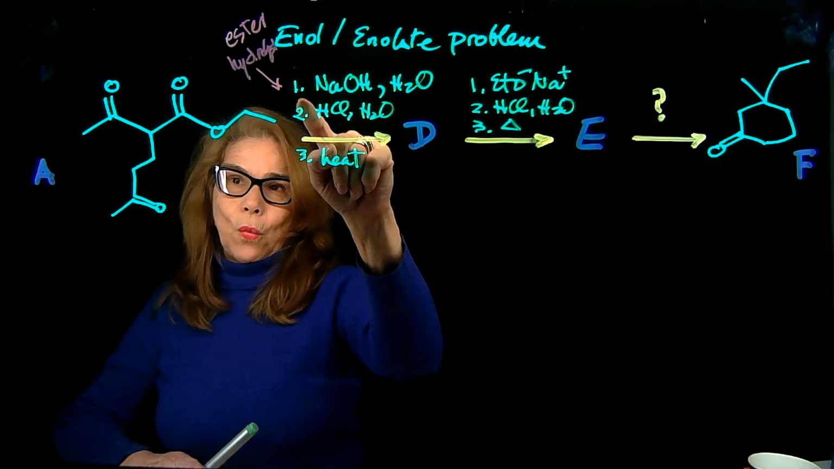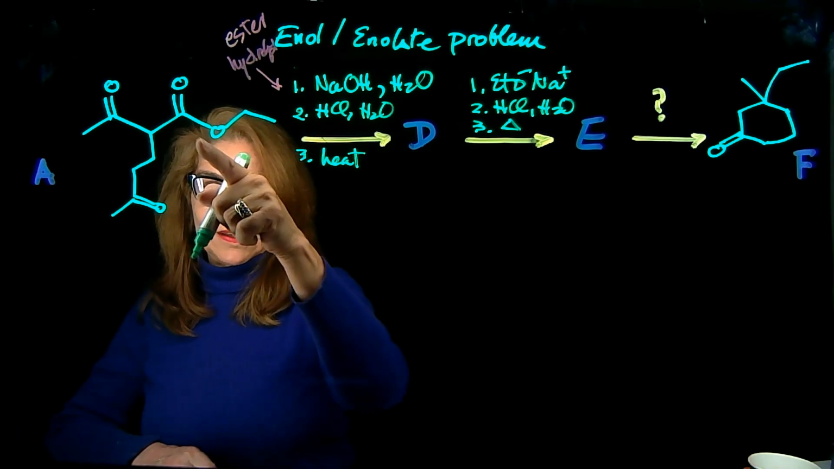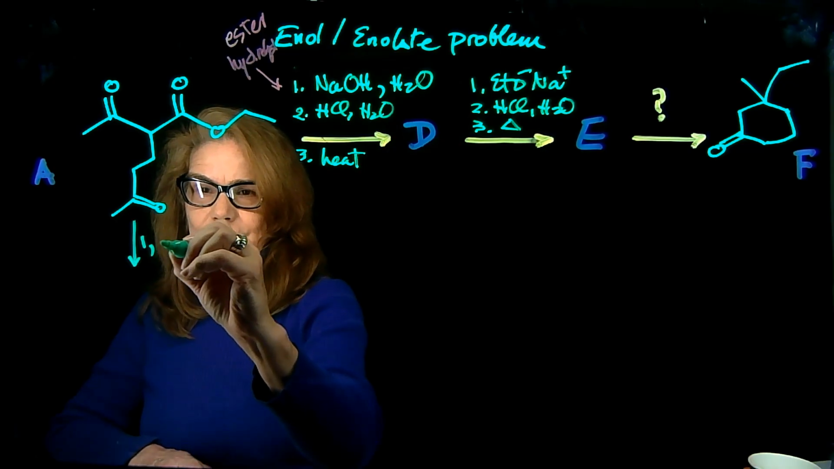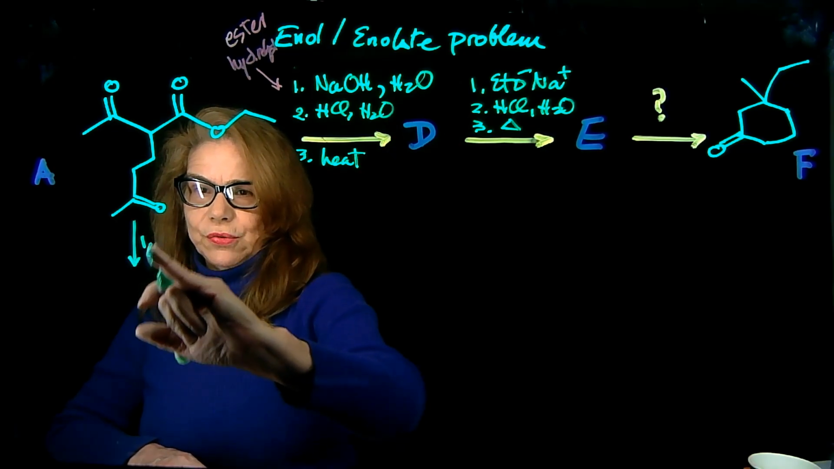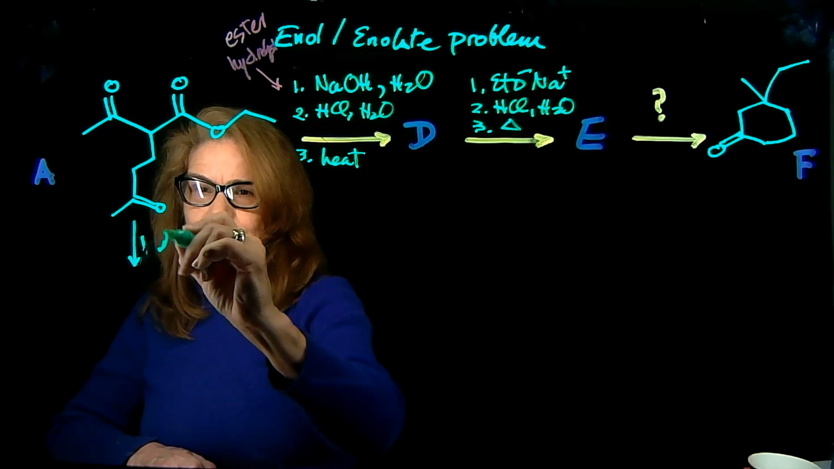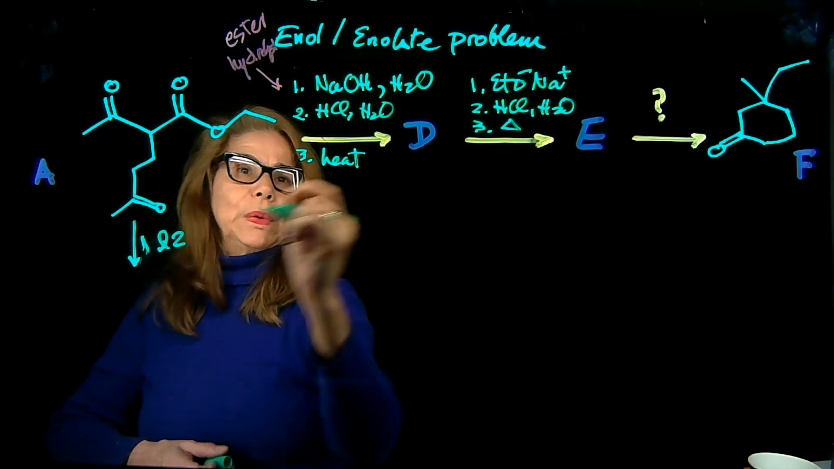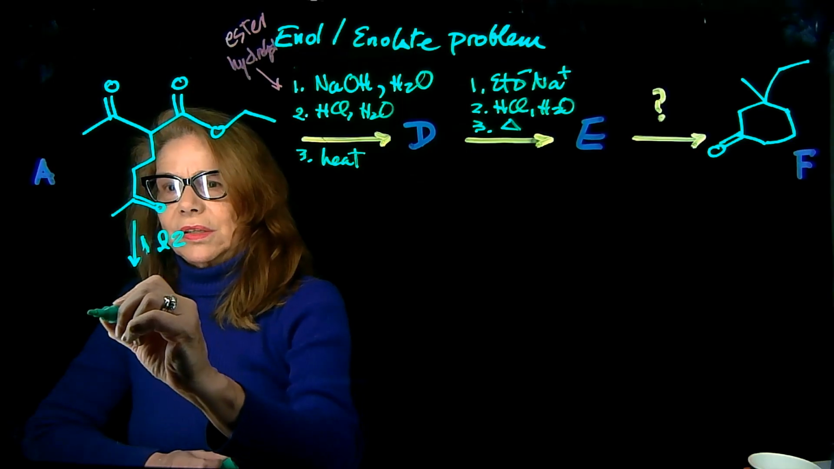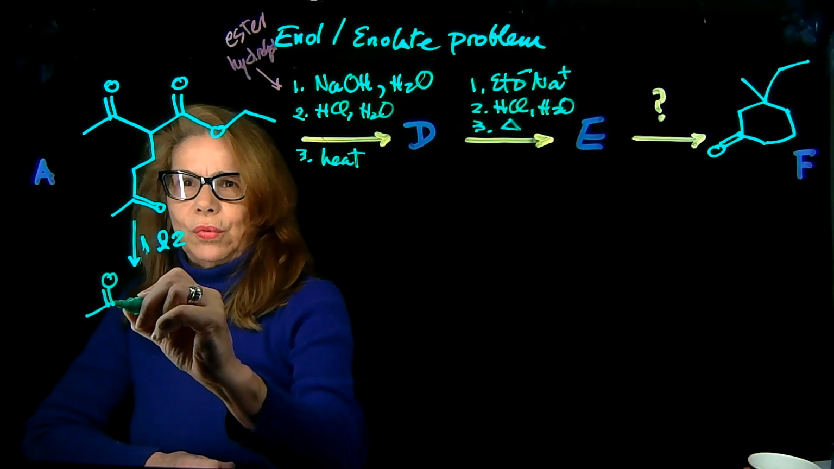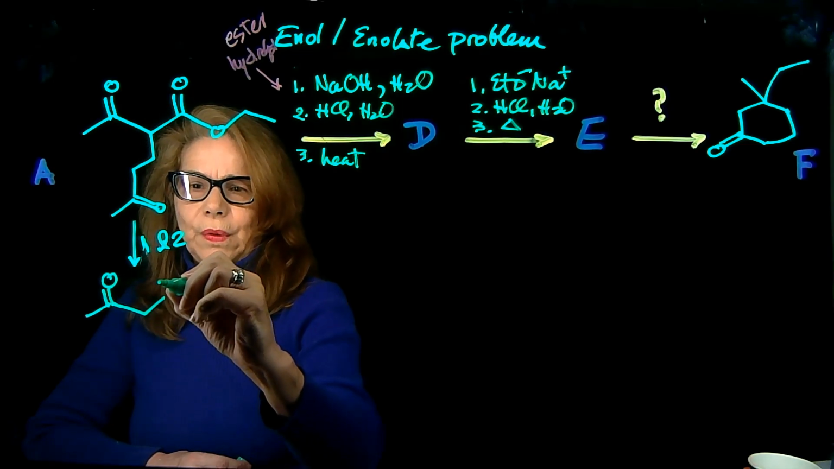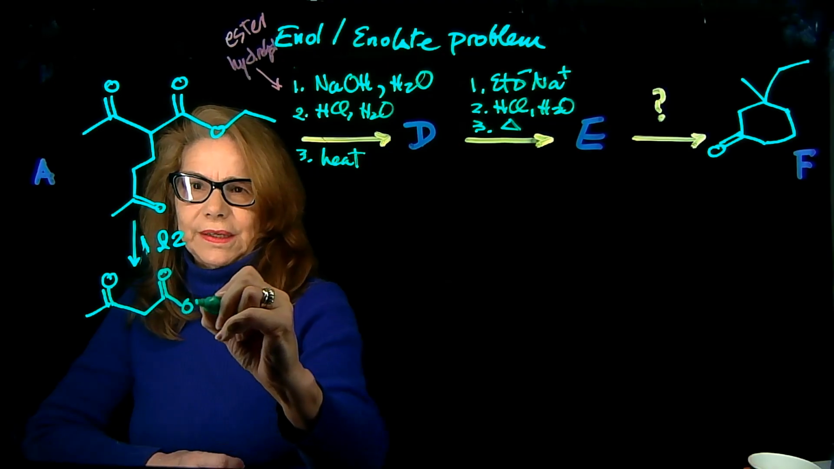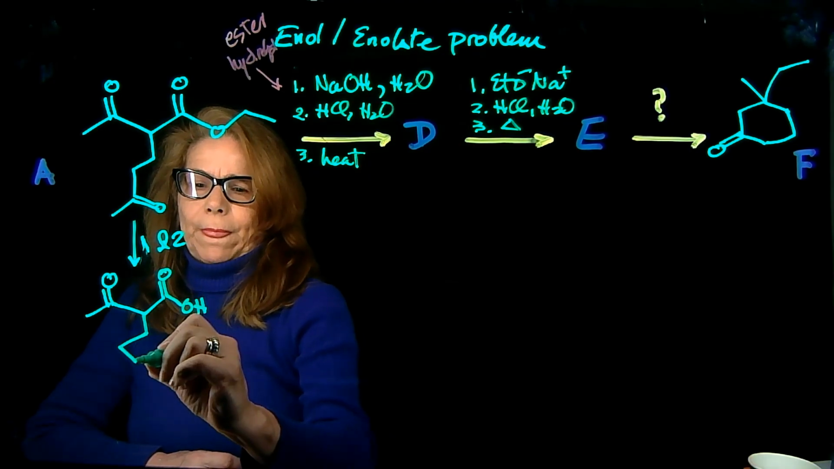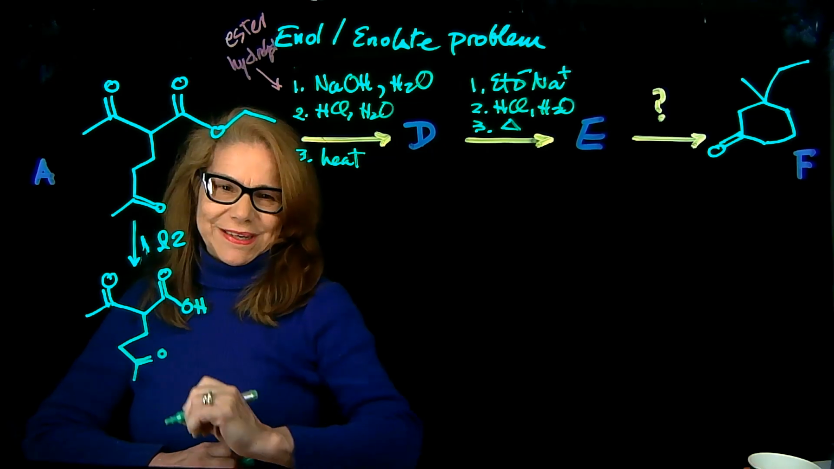Combining steps 1 and 2, we're going to get a carboxylic acid here. So I'm going to say 1 and 2. Let's combine those two steps. Simply acidic workup after the ester hydrolysis. So the carboxylate will become a carboxylic acid, and I'm trying to make it smaller.